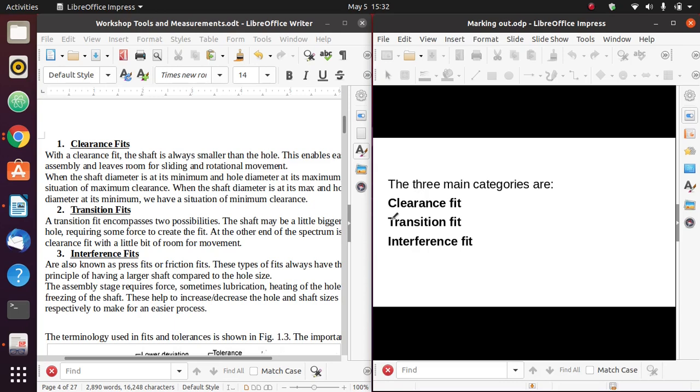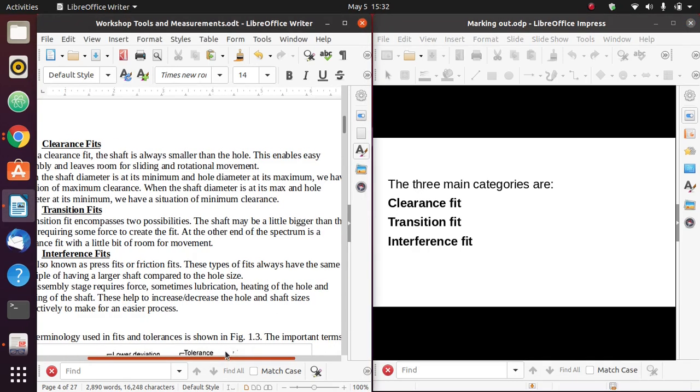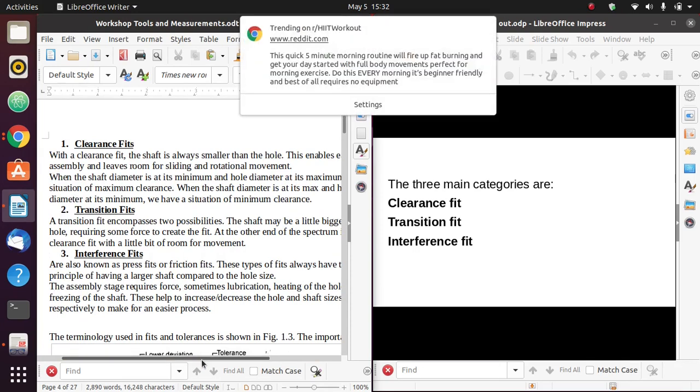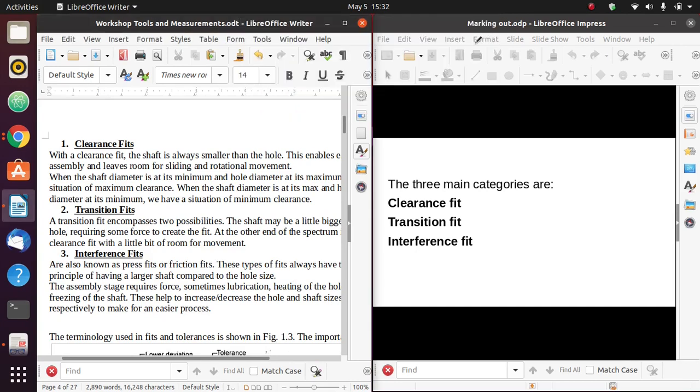Now a transition fit is where the shaft may be a bit bigger than the hole, requiring some force to fit. On the other hand, the hole might be a little bit bigger than the shaft, meaning that it is in between. The transition fit can be in between those two fits, but the major ones are the clearance fit and the interference fit.